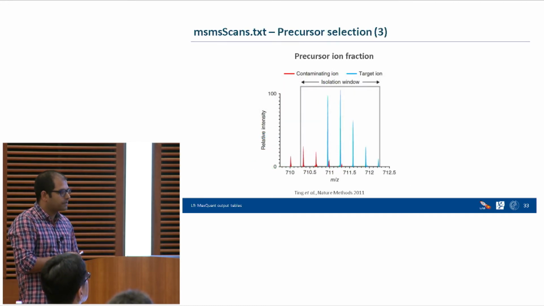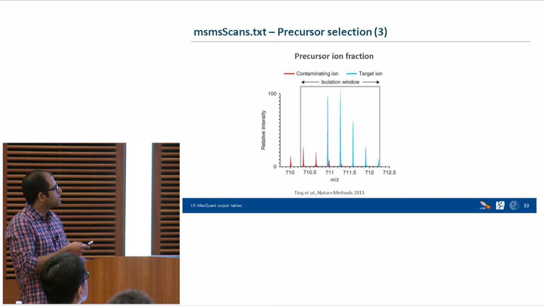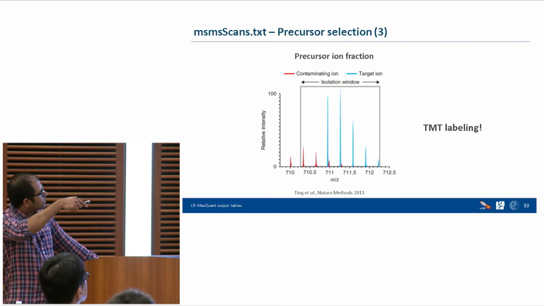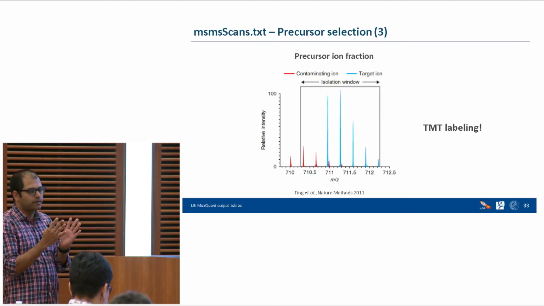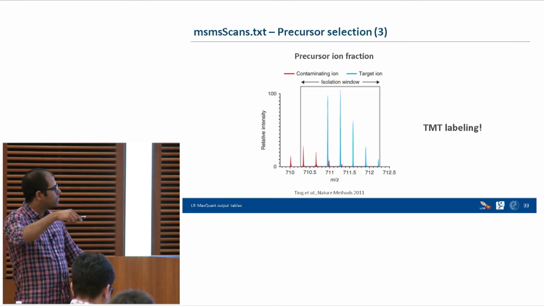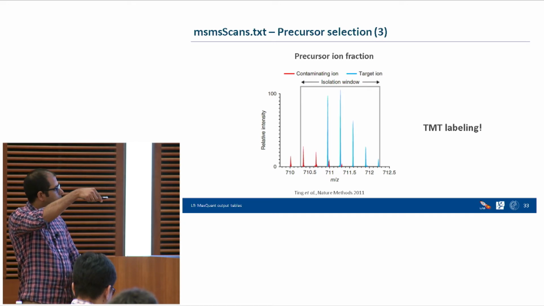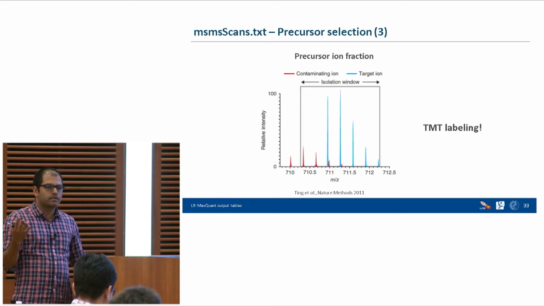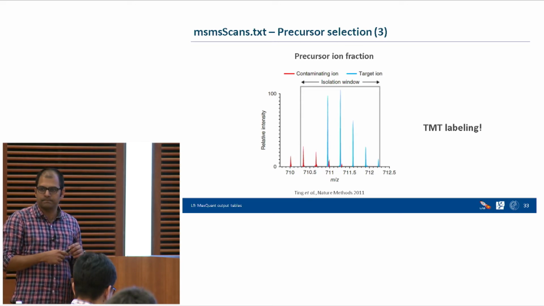And that is the purity of the precursor isolation, which is kind of crucial. If we have two different peptides eluting at the same time within the isolation window, we really have to know the PIF, the purity of the peptide, and that is probably crucial when you are doing TMT labeling and TMT quantification. Maybe you want to filter out all the precursors which are below a certain purity level, so that you don't have ratio suppression.